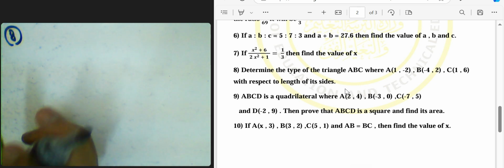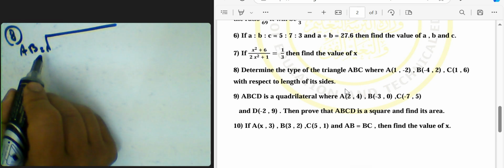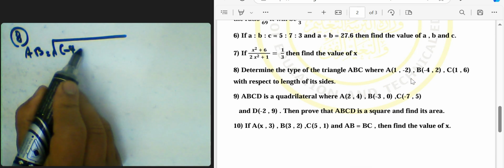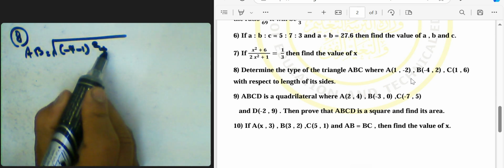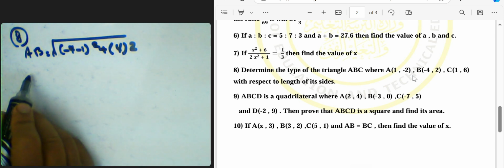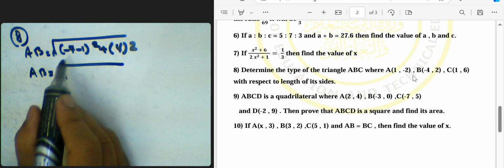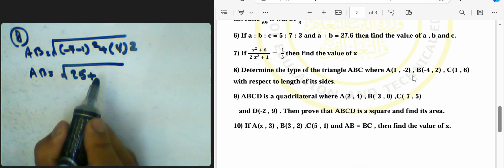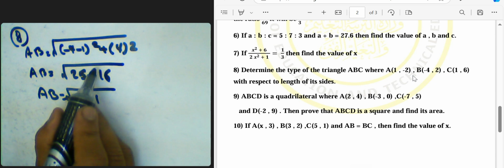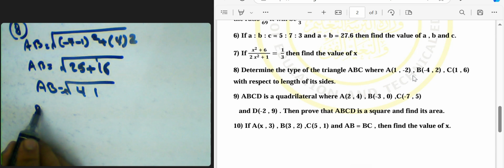To do that, you must first find the length of all sides, such that AB equals the square root of what? We have AB: negative 4 minus 1, to the power 2, and 2 minus negative 2, which is 4, to the power 2. Negative 4 minus 1 is negative 5, and negative 5 squared is 25. 4 squared equals 16. So AB equals the square root of 25 plus 16, which is 41. That is AB.